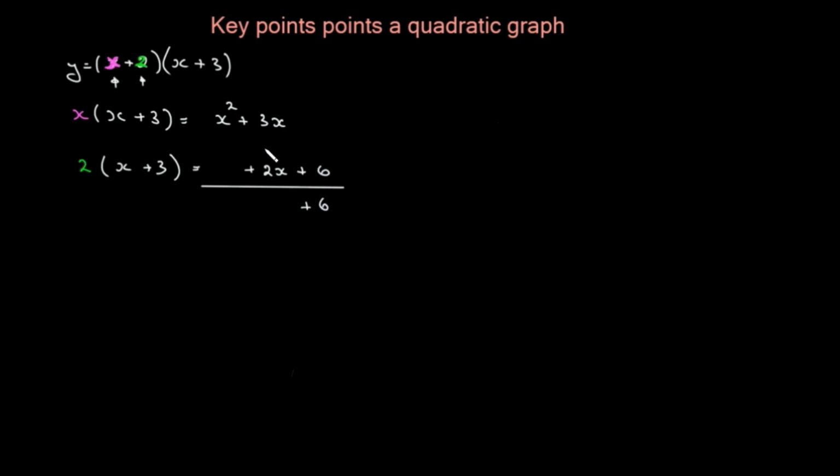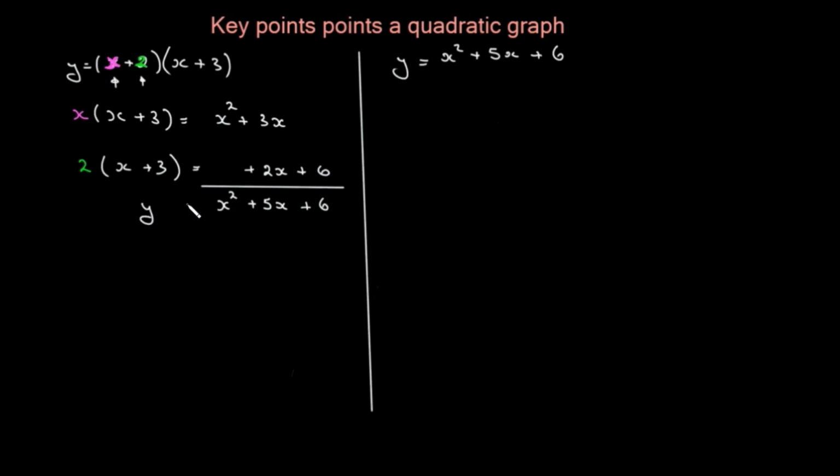3 lots of x put with 2 lots of x gives me 5 lots of x. That's positive. That is just x squared. Alright, so what we're looking for is to be able to convert that back to that. So we're looking for x squared plus 5x plus 6. We want to factorize that. This is in fact y equals. So that should be y equals as well.